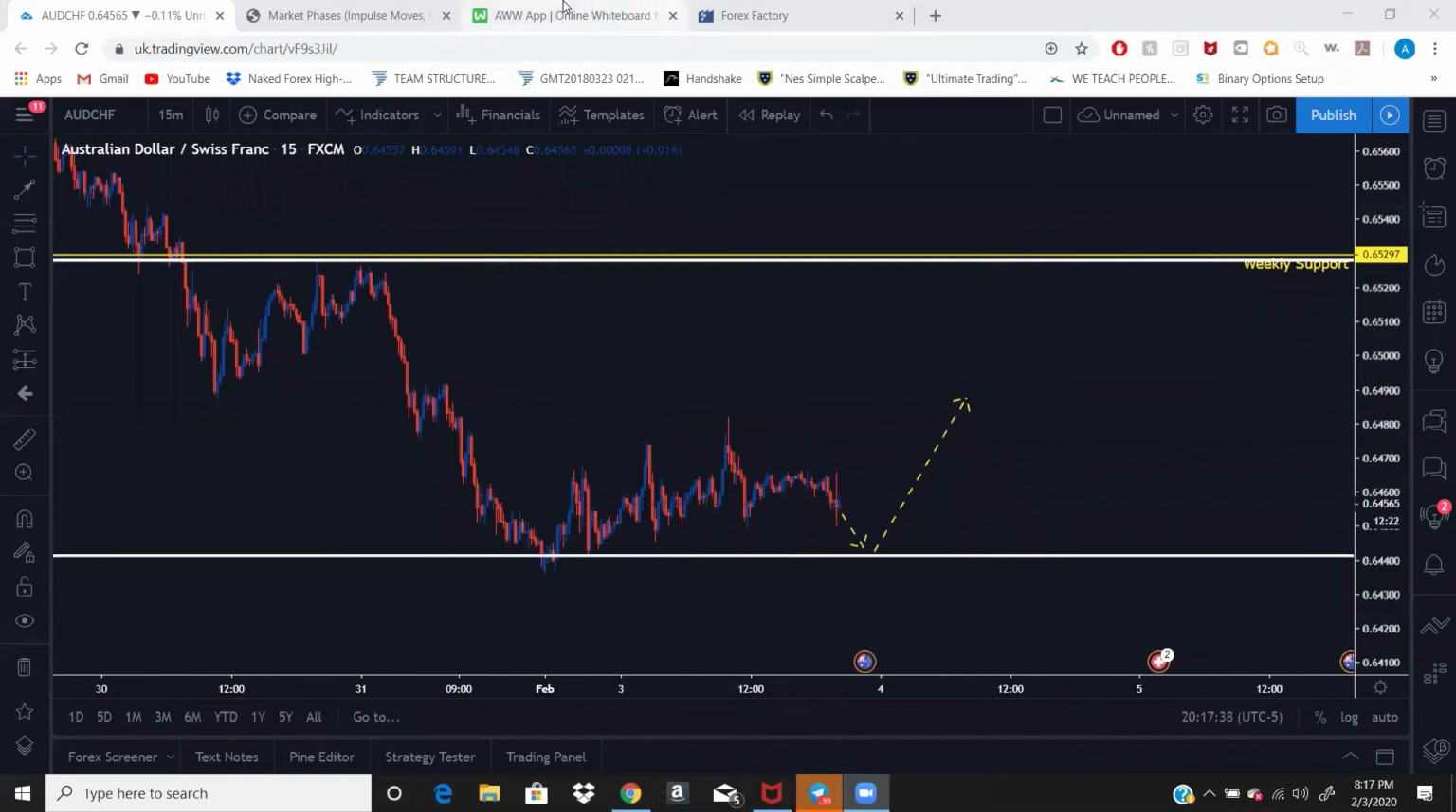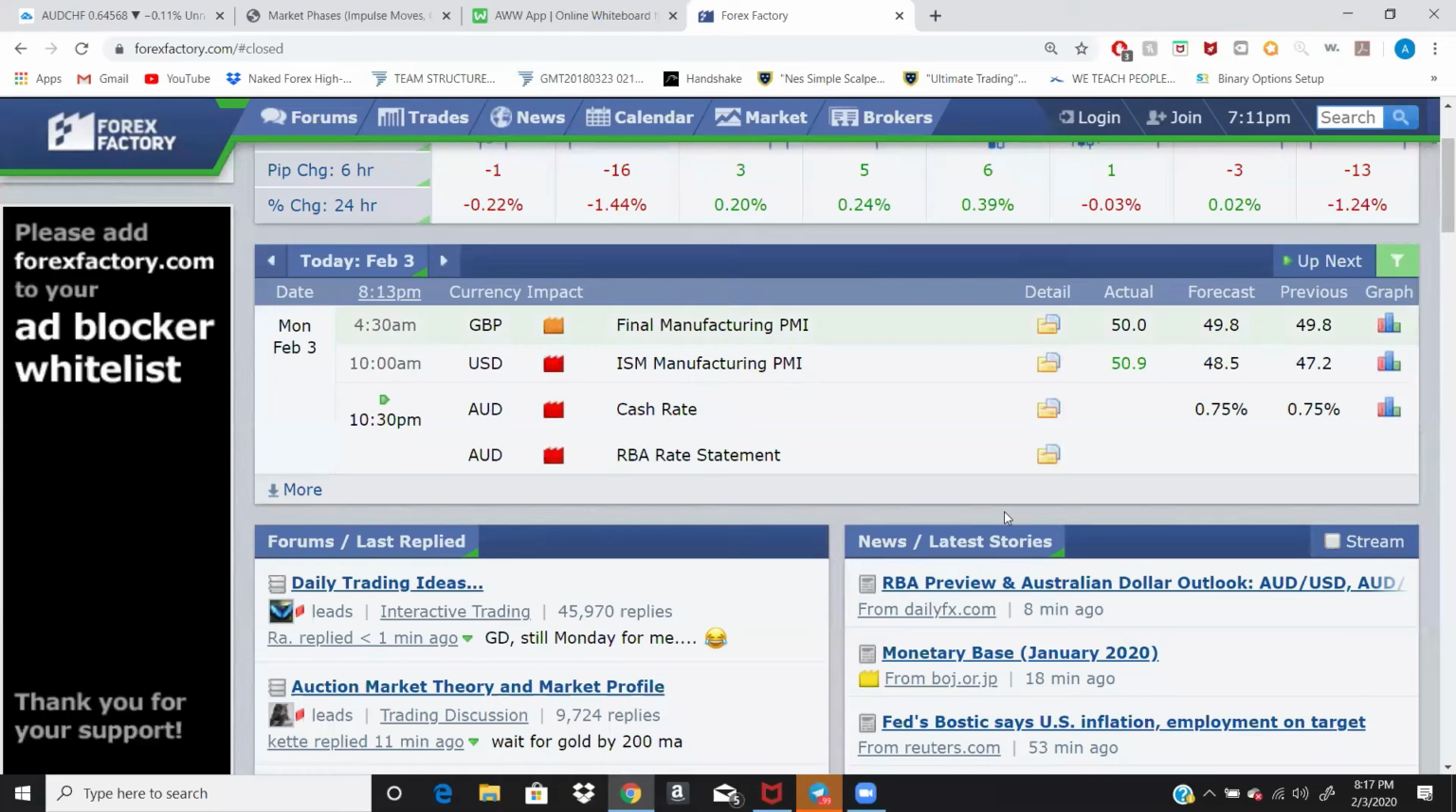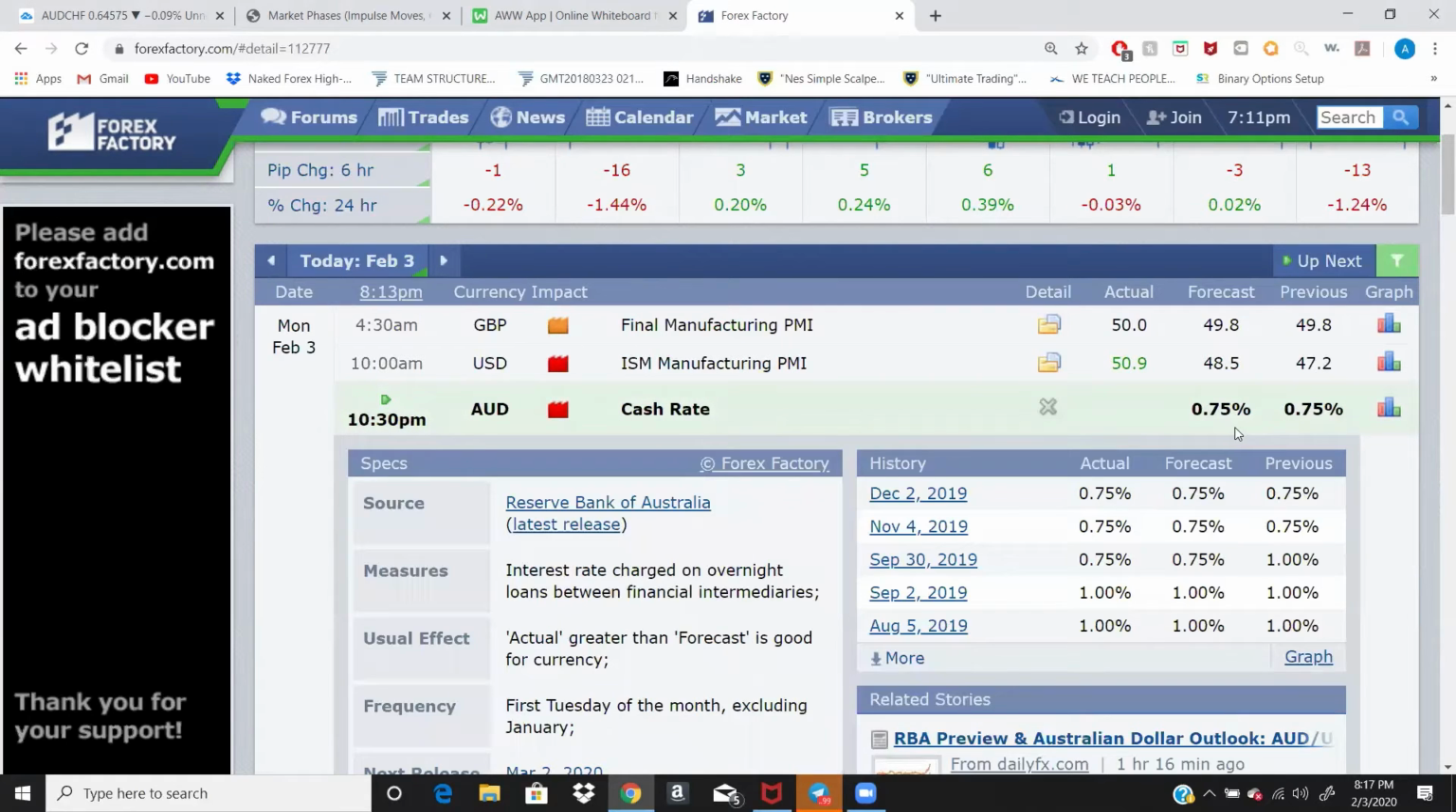So let me know, guys, if you have any other pair you want to take a look at. But like I said, this will make the move, the news in 2 hours and 10 minutes. This will be a nice move. Last three times they kept the rate at 75. So I do expect them to keep it.